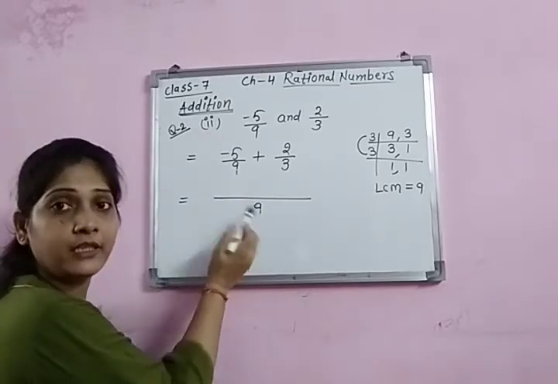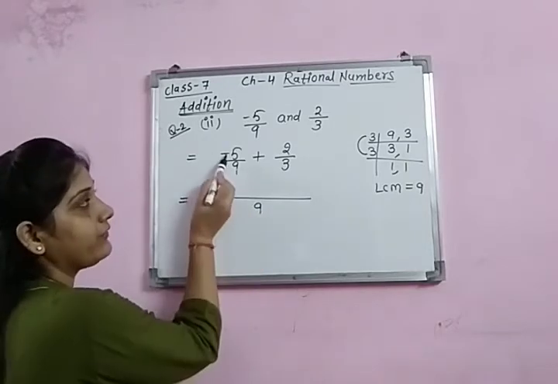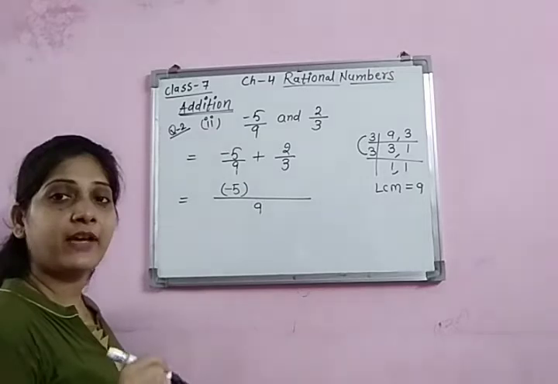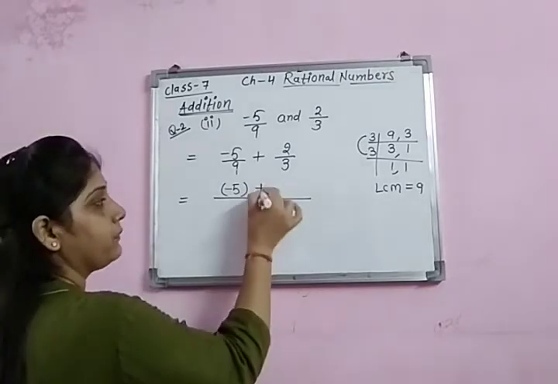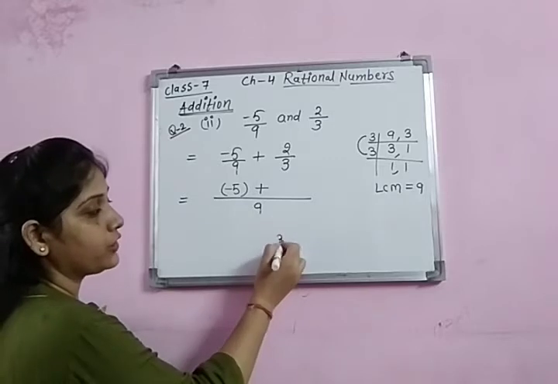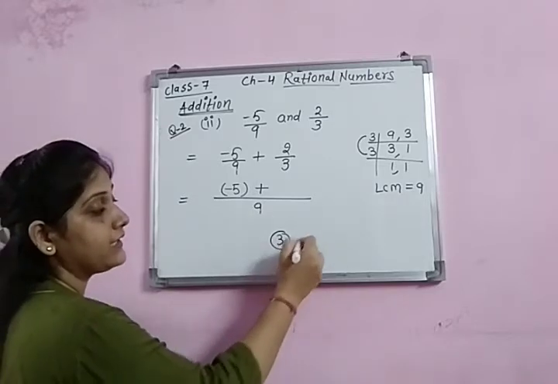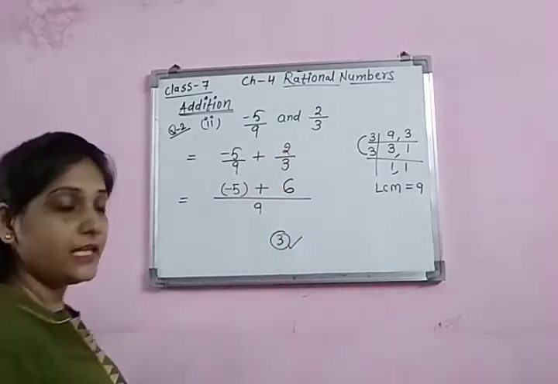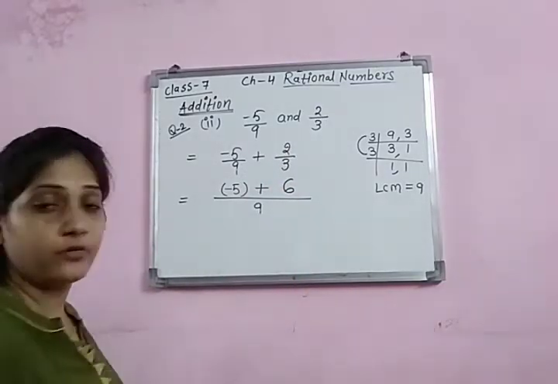What will be the quotient? 1. And that 1 will be multiplied with minus 5. So 1 multiplied with minus 5 gives me minus 5. Plus 3 3s are 9. What quotient will we get? 3. And this quotient will be multiplied with the numerator. 3 2s are 6. I hope it is clear how to solve that.